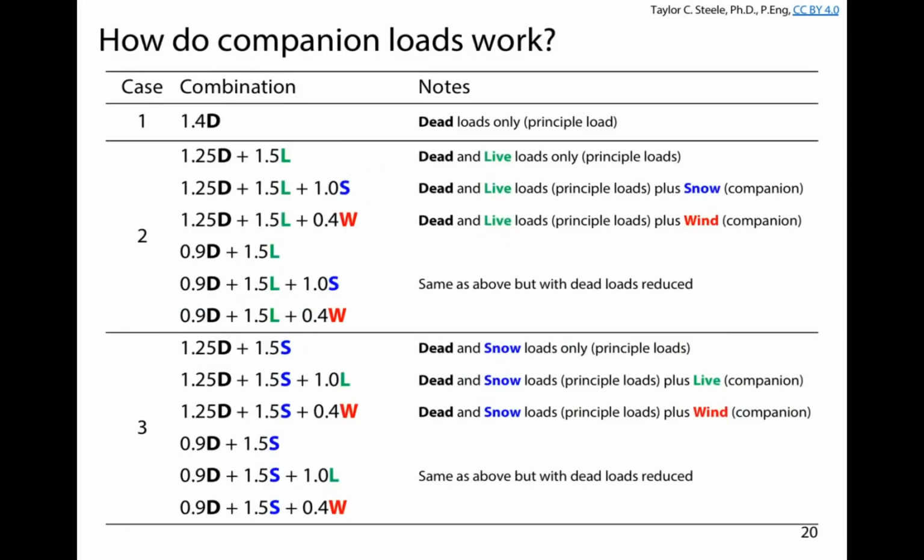And so, for example, load case 2, we might have 1.25 times the dead load plus 1.5 times the live. We might have that plus snow. We might have that plus wind. And then there's also a case here where we might reduce the effects of the dead load. Can anyone think of a situation where we might reduce the effects of the dead load in our structure?